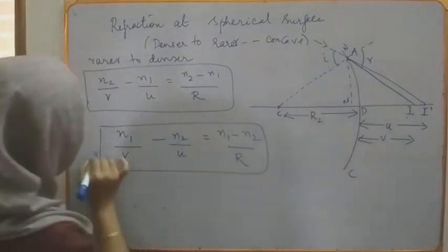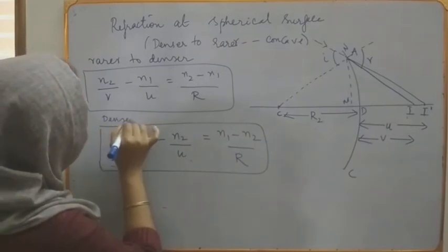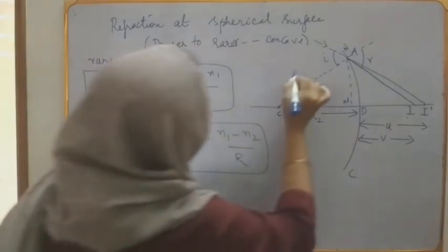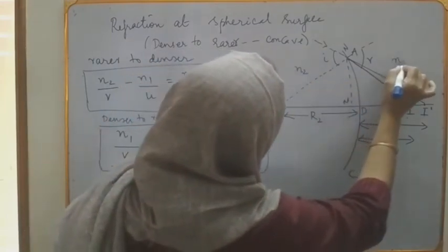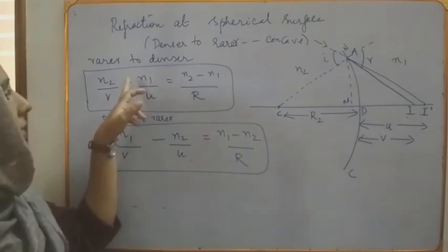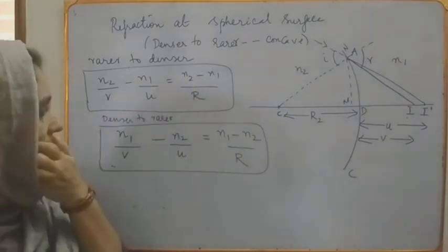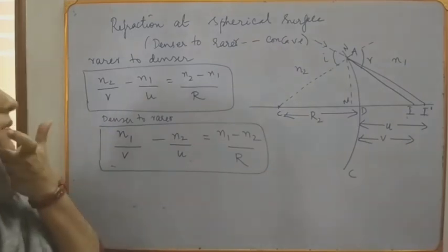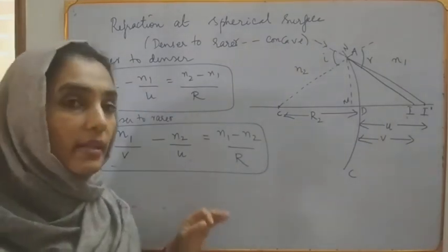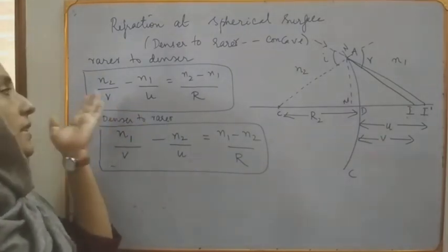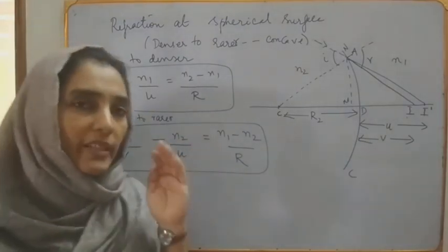This second equation is from denser to rarer, so I have shown it here, N2, and this is N1. Denser to rarer, and the other one was rarer to denser. These two equations are very, very important in solving problems where light travels through spherical surfaces. So you can also very well remember the first equation. You need to remember only the first equation.